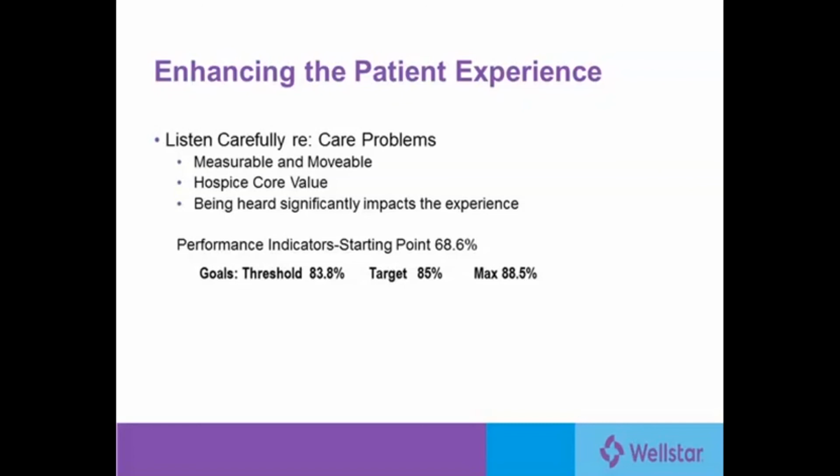We feel like listening is really a hospice core value. We have to listen to our patient to understand how they want their death experience to be for both them and their family. And being heard significantly impacts their overall experience. So with a starting point of 68.6 and the number of surveys that are returned historically, we did work with an analyst who helped us set our threshold, target, and maximum goals. And those were very methodically thought out and determined as to what those should be, with our end goal for the year being 88.5, but threshold and target being midpoints throughout the year. Next slide, please.